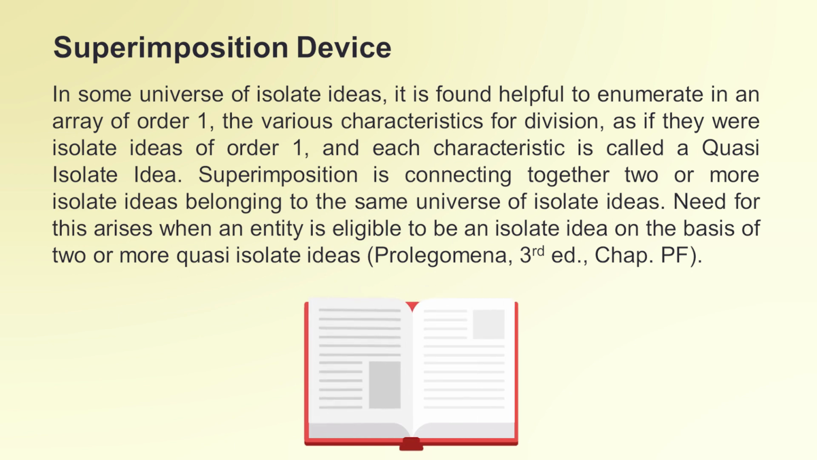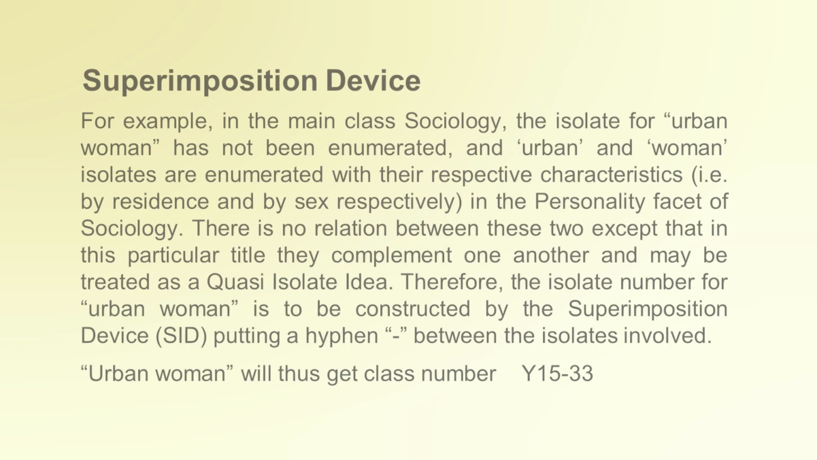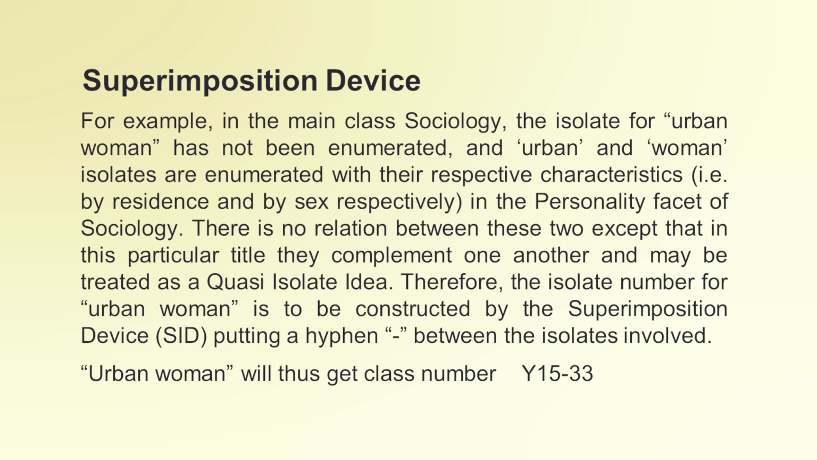Superimposition is connecting together two or more isolate ideas belonging to the same universe of isolate ideas. The need for this arises when an entity is eligible to be an isolate idea on the basis of two or more quasi-isolate ideas. For example, in the main class sociology, the isolate for urban woman has not been enumerated, and urban and woman isolates are enumerated with their respective characteristics, that is by residence and by sex respectively.